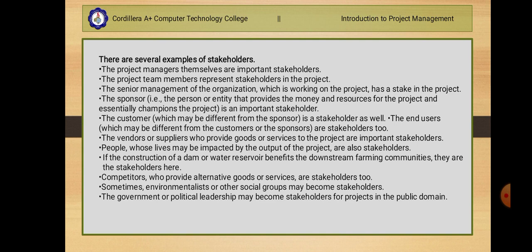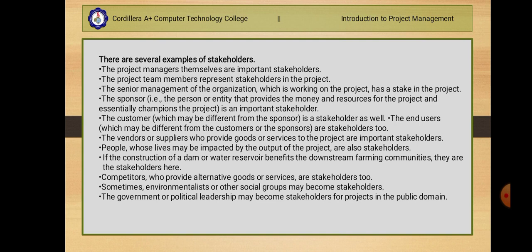Okay, so next we have the customer, which may be different from the sponsor. It's a stakeholder as well. For instance, in most projects in the social sector, the sponsor may be the government or the development agency, whereas the customers would be the people who actually benefit from it. Okay? So next we have the end user.